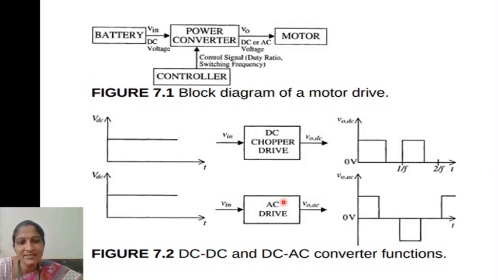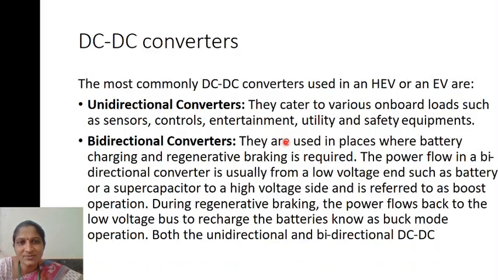Okay, this is about the conversion. Now let us discuss DC to DC drives, that means DC chopper drives. So what are the different types of DC to DC converters? There are two types: unidirectional converters, and bidirectional converters.